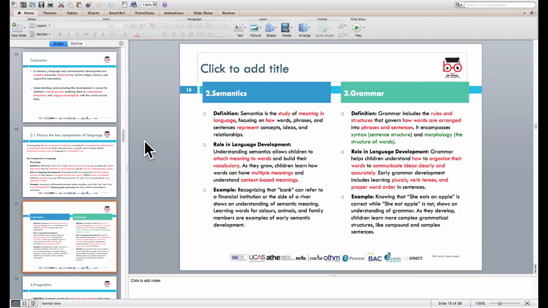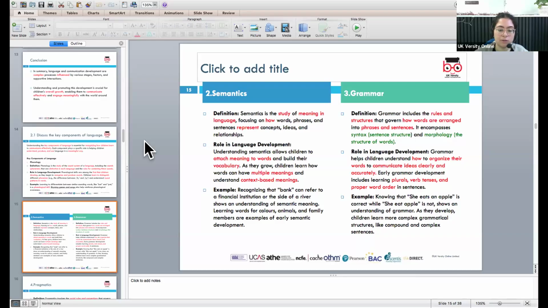Now semantics. So semantics is nothing but the study of meaning in language, which focuses on how words, phrases, and sentences represent concepts, ideas, and relationships. So if you want to talk about a concept, idea, or relationship, how are we using words, phrases, and sentences to talk about these? And that's how semantics is the study of meaning in language.